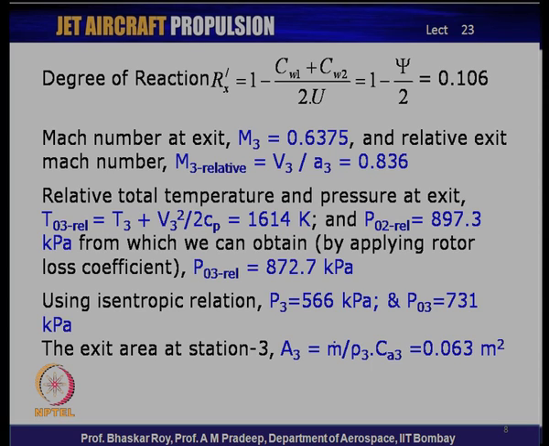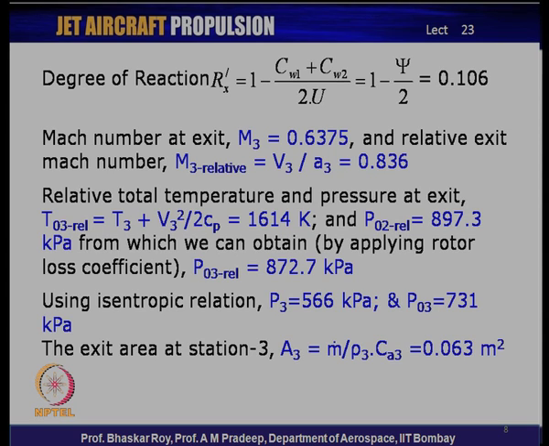The Mach number at the exit, the absolute Mach number, is 0.6375, and the relative exit Mach number, as we just saw, is subsonic, and it is 0.836. It is slightly higher than what it came in with into the rotor. So, the rotor is clearly a reaction turbine. It has accelerated the flow a little and has produced a reaction, and hence it is a reaction turbine.